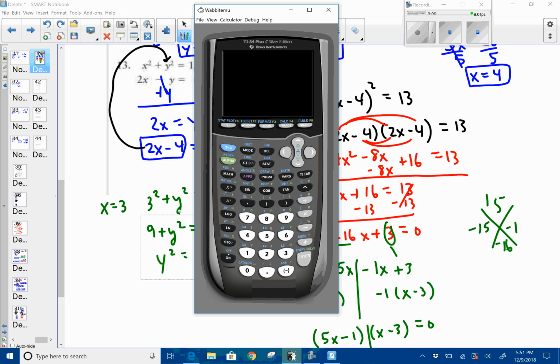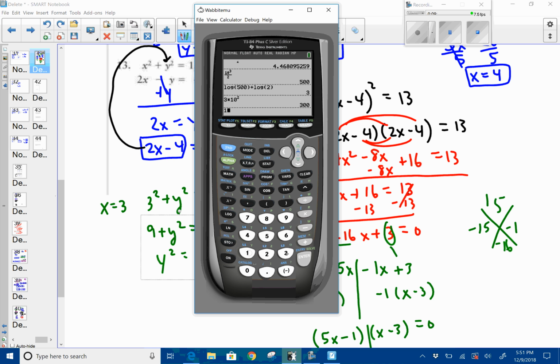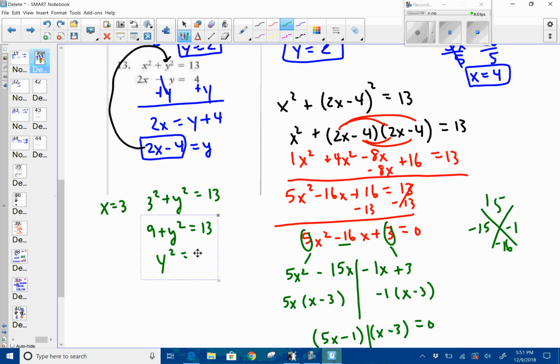So I get 13 minus 9, and I get 4. So y squared is equal to 4. And I know that y is going to equal positive negative 2. So I want to see which one is correct. To make sure, I can go ahead and plug it into the second one.